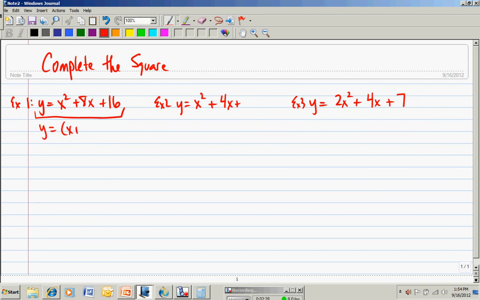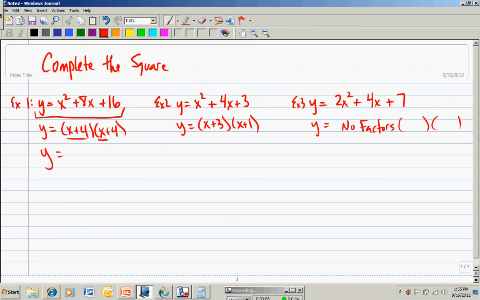If you factor the first one, you get x plus 4 times x plus 4. If you factor the second one, x squared plus 4x plus 3, you get x plus 3 times x plus 1. And for the third one, actually, there are no factors that we can find that factor into 2 binomials. So we have to have an option of how to solve that if we can't factor it.